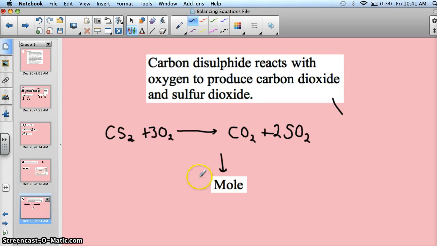But these coefficients would be called the mole units. So in a balanced equation, you'll have the ratio of 1 of these to 3 of these equals 1 of these to 2 of these. And that's what a mole ratio is. Hey, I hope you've learned a little bit about balancing chemical equations.